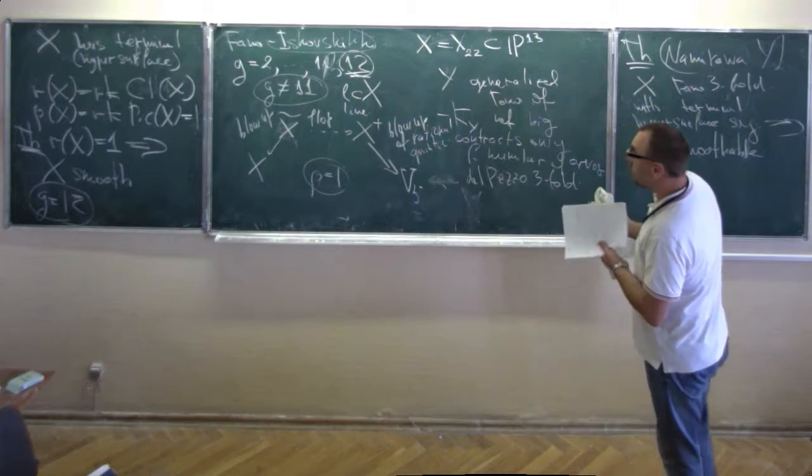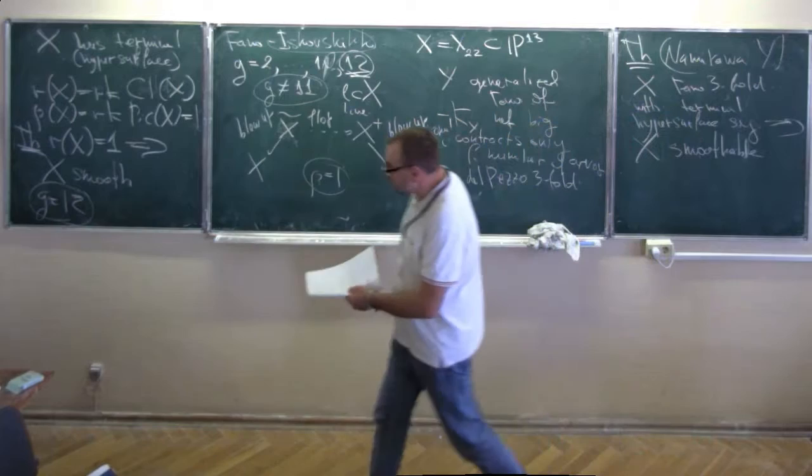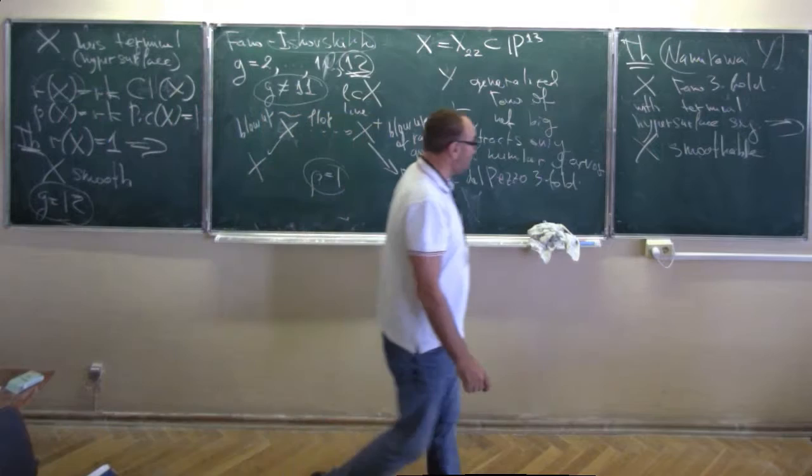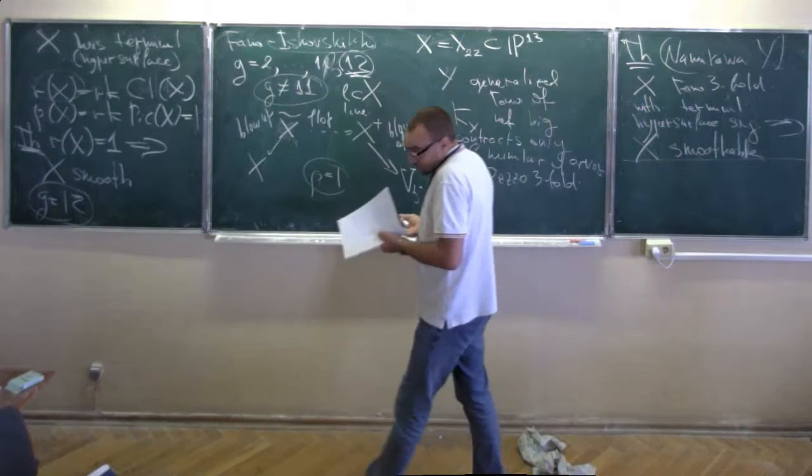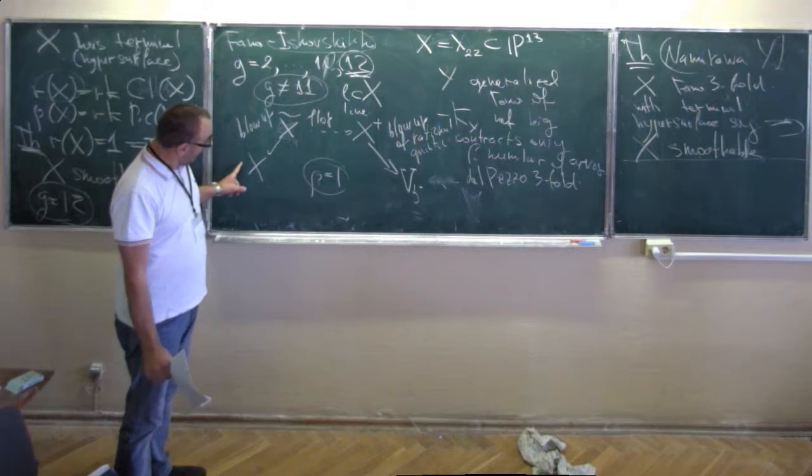Okay. Unfortunately, this invariant is not preserved under deformations, as you see. But anyway, we can apply this to get that our X has a line. Since a general member has a line, by deformation we need to see that X has a line.